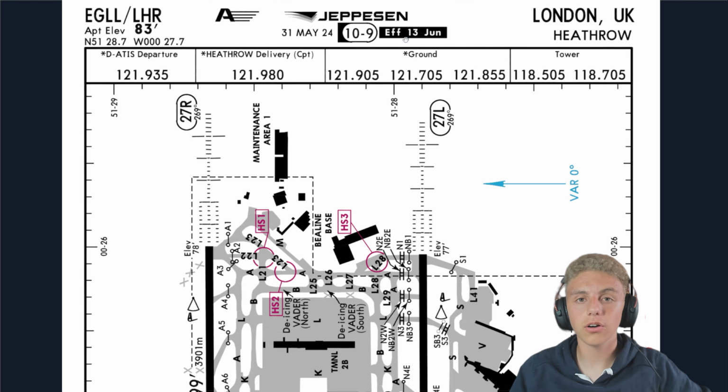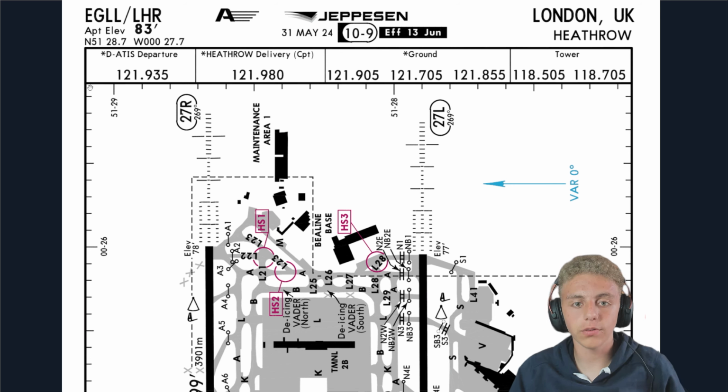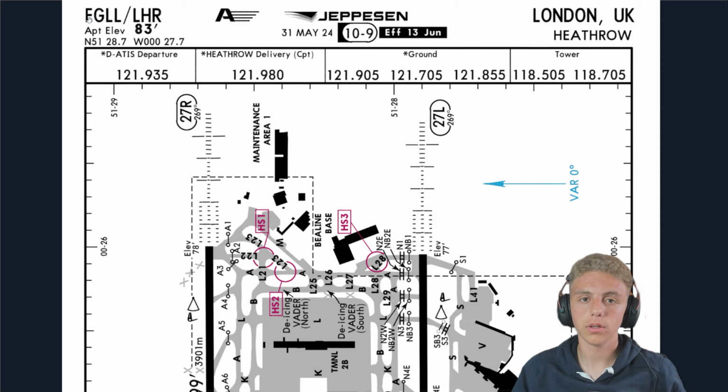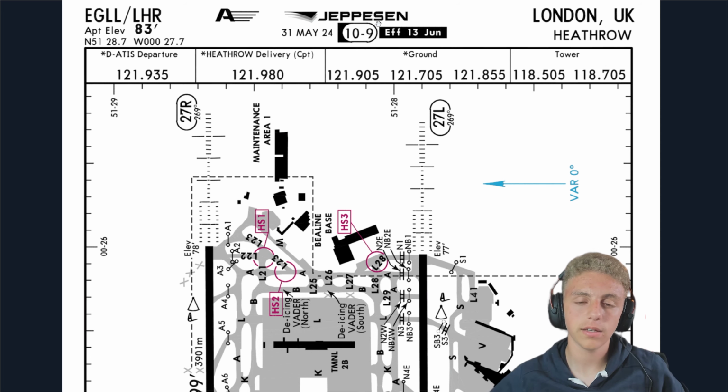Okay, here we are at the top of the Heathrow chart. We have finally arrived at the Heathrow chart, and this is the airport chart. But first, I am going to cover again the header and communications part of the chart. So as you can see here, it's the ICAO and IATA code, Echo Golf Lima Lima and Lima Hotel Romeo, with the airport elevation 83 feet. Here is the airport location, latitude and longitude. This is the ARP location, with the Jeppesen logo over here, and the issuing date being 31st May 2024, and the effective date being June 13th.